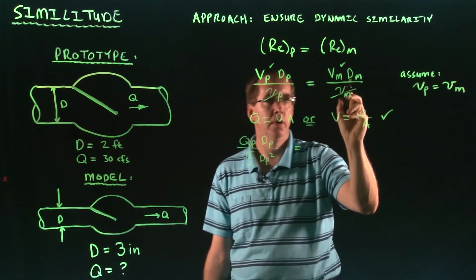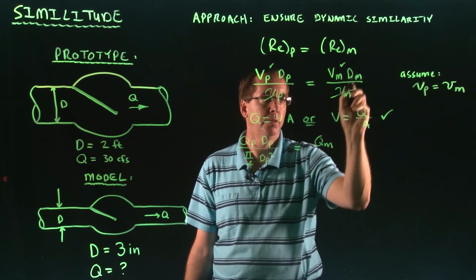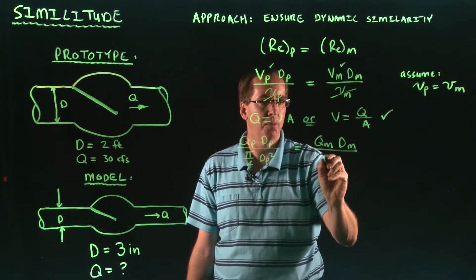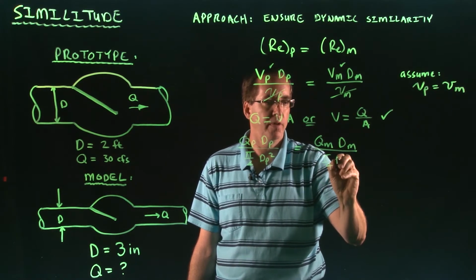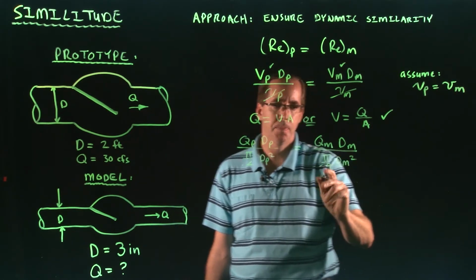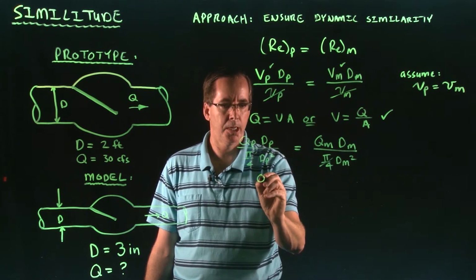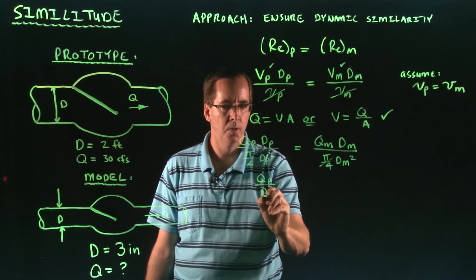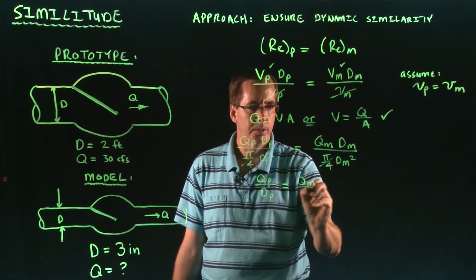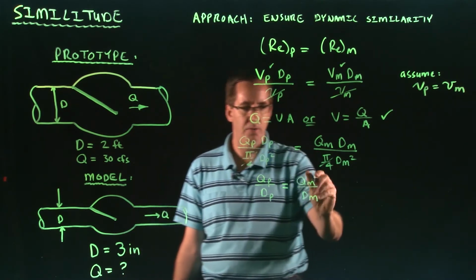That has to equal, again, we have the similar expression for the velocity. We have the Q of the model. We have the diameter of the check valve with the model. And then we have the area term, pi over 4. And then we have the diameter of the model squared. Okay, so we can simplify this equation a little bit. Cancel out the pi over 4 terms, right? And this leaves us with QP over diameter of the prototype is equal to Q model over the diameter of the model. And what we're after is the flow going through the model, so we're going to rearrange it for this term here.